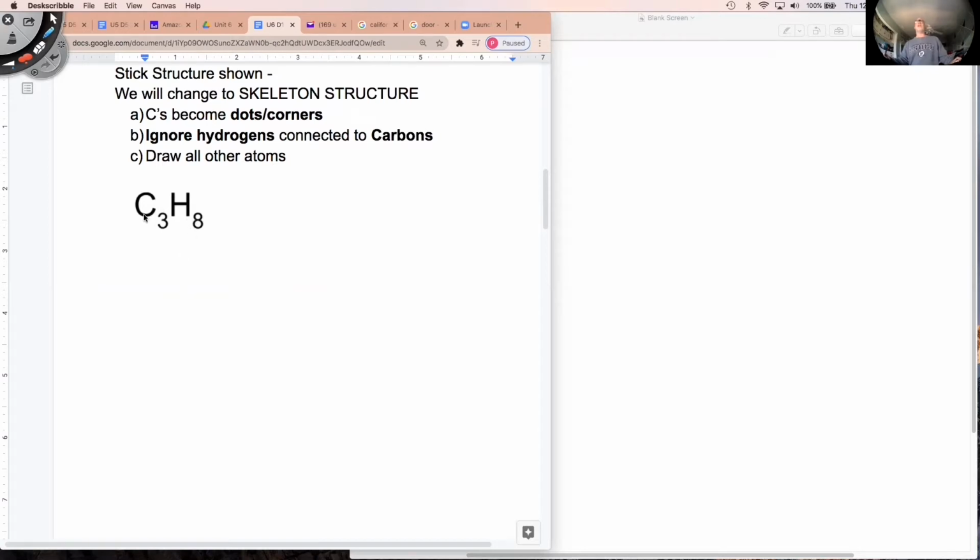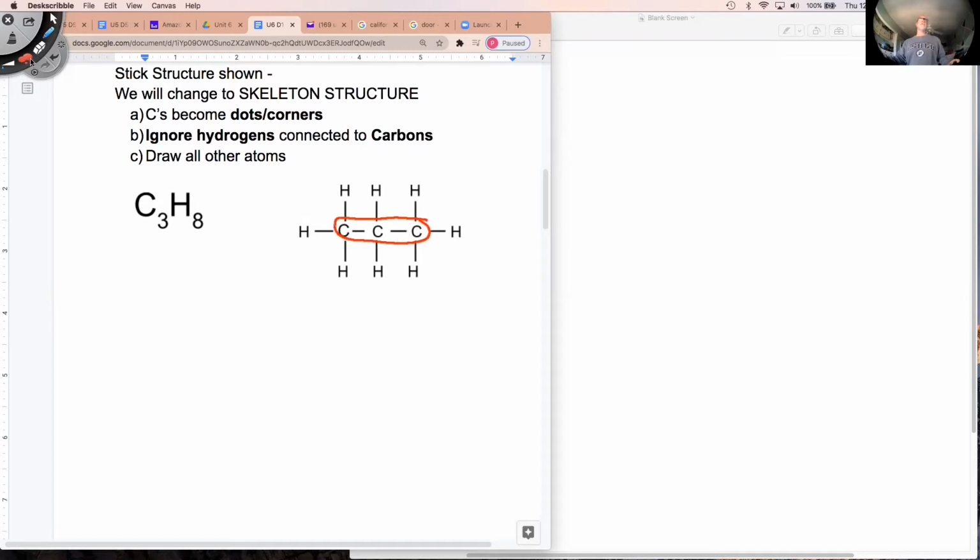Now we know each carbon needs to have 4 bonds to it, and we know all the carbons are going to be bonded. And so I'm going to just do it for you. And there we go. This would be the stick structure for C3H8. You can see the 3 carbons are all connected in the middle, okay?